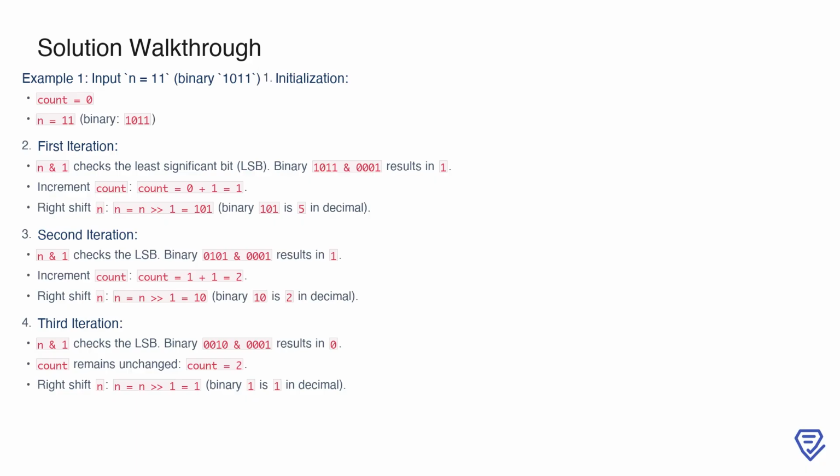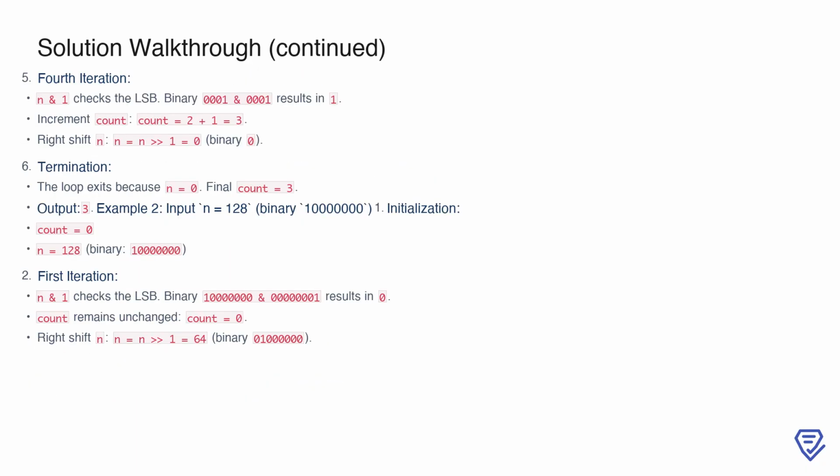In the third iteration, we check the LSB of 10. This time, 0010 & 0001 equals 0, so the count remains unchanged at 2. We right-shift n once more, resulting in 1. Now, the process continues as we examine the next bit. In the fourth iteration, the LSB of 1 is checked. The operation 0001 & 0001 results in 1, so we increment the count to 3. After right-shifting n, it becomes 0, which means there are no more bits to process. At this point, the loop terminates, and the final value of count is 3.